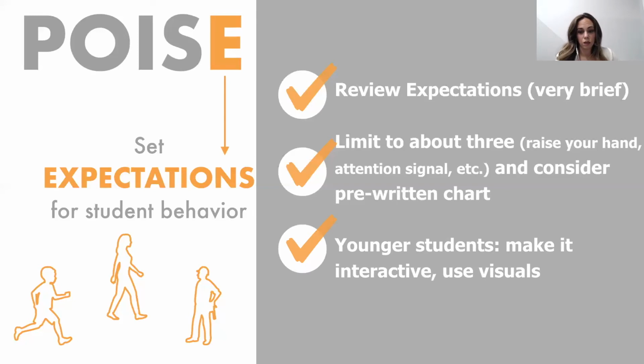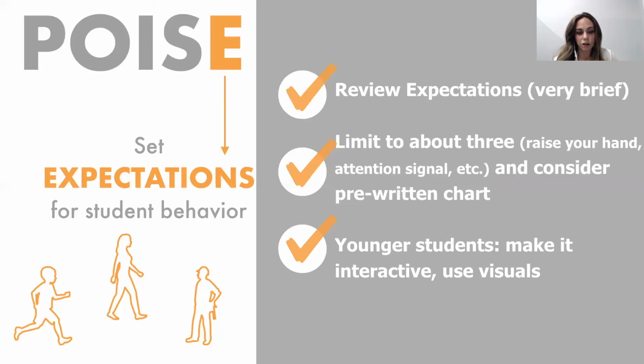If you have younger students or special education students, make it interactive and use visuals. So next to the words, there should be a little picture that explains what the rule is about. So if it's raising your hand, there's a little picture of a hand. If it's eyes on the speaker, there's a little picture of eyes on the speaker. If it's stay in your seat, there's a little picture of a kid sitting in a seat, okay? That way, if they can't read the words, they can still access what the rules are and make it as interactive as possible.